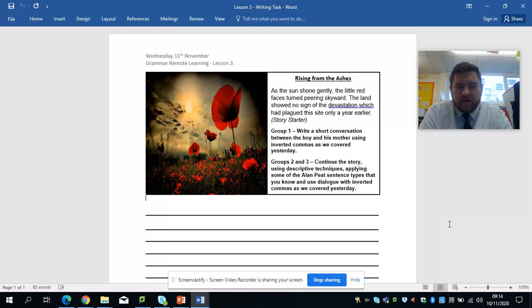I want you to look very carefully at the picture before we start this task. I want you to look at the colours, I want you to look at what's going on and imagine where that could be. To help you with your work, I've written a short introduction that could act as a story starter. As the sun shone gently, the little red faces turned, peering skyward. The land showed no sign of the devastation which had plagued this site only a year earlier.